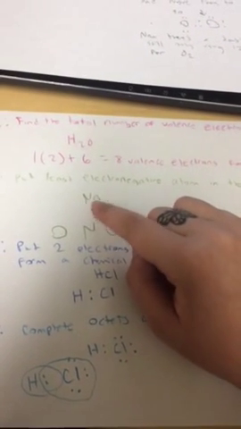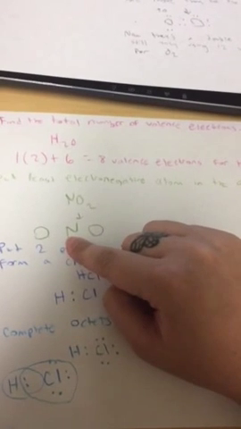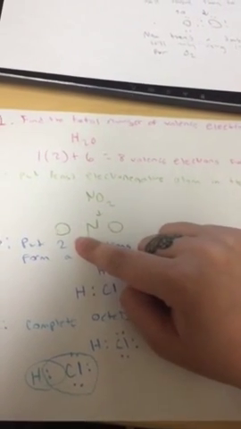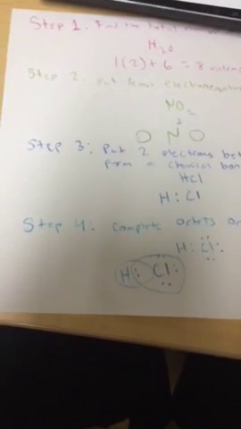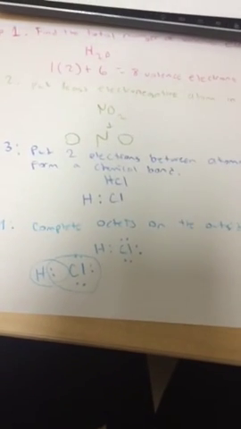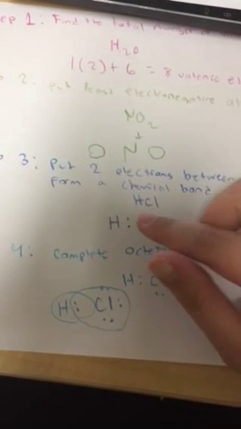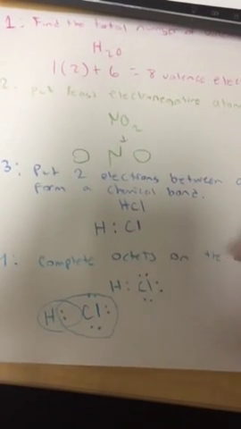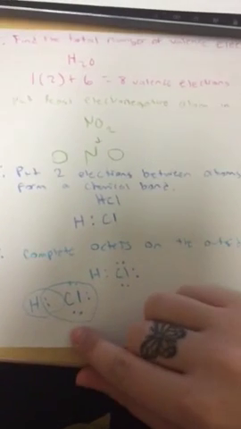The second step, we put the least electronegative atoms in the center. So we'll take nitrogen, put it in the center here because it has the least amount, it's further from fluorine. And we'll put oxygen on the sides. The only exception in any situation is that hydrogen would always go on the outside. The third step is to put 2 electrons between atoms to form a chemical bond. So for hydrogen and chlorine, you put the 2 valence electrons in between hydrogen and chlorine and it shows the chemical bond.